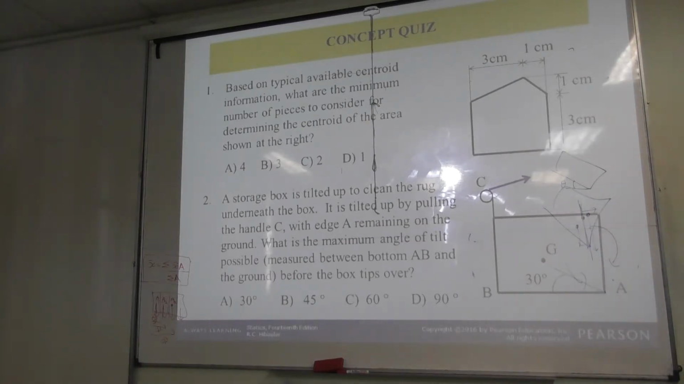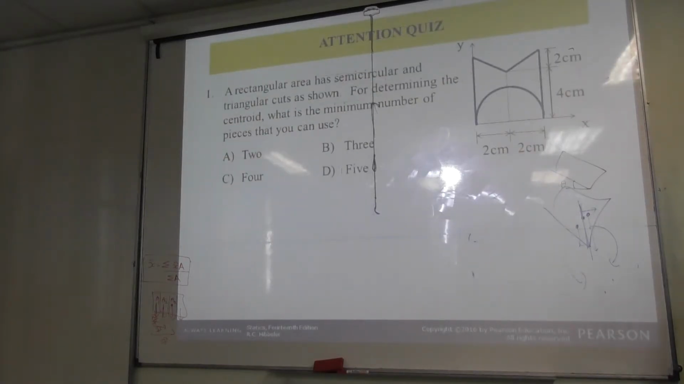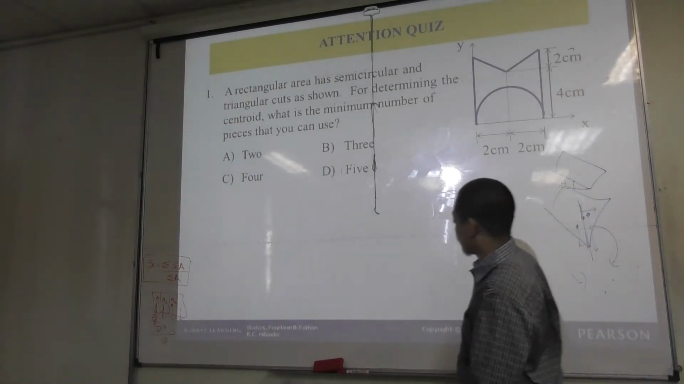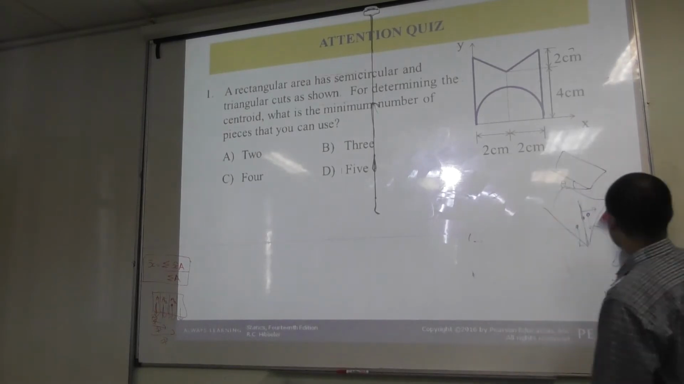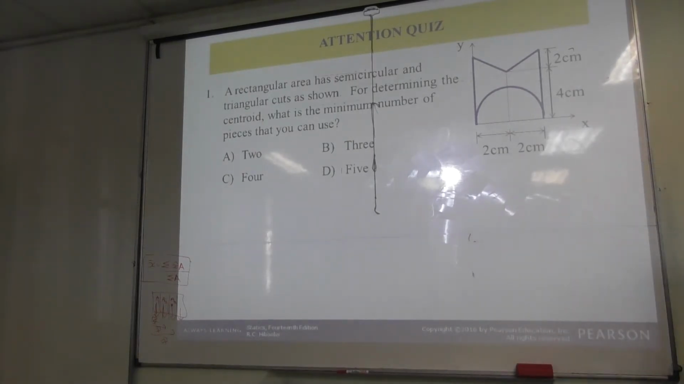So this is combining with what we have learned in the previous chapter. If you have an area like this, how many segments will you divide? Do you think 3, 4, 5? What do you want to do, add or minus something? Add and minus. Minus it.